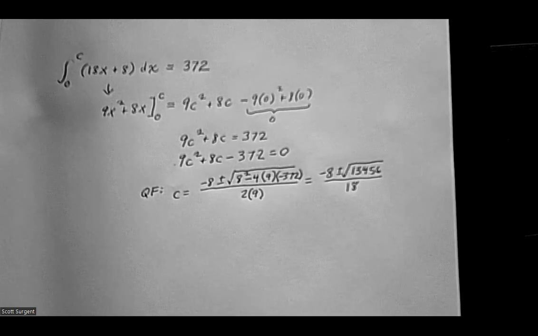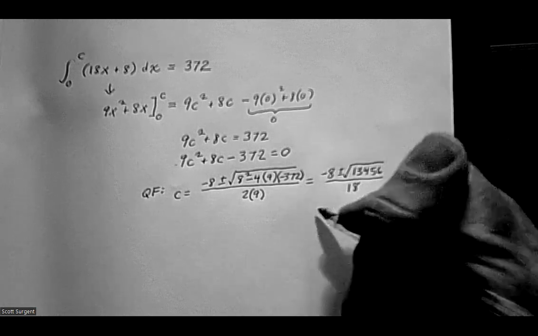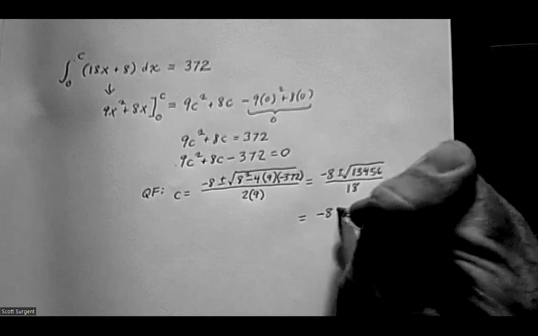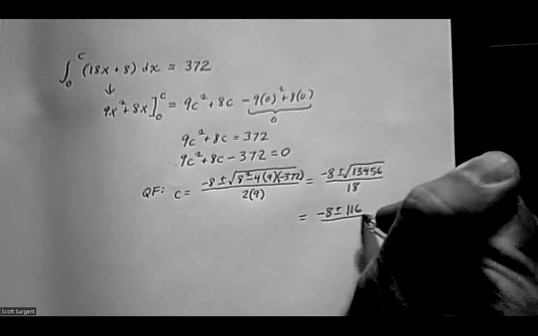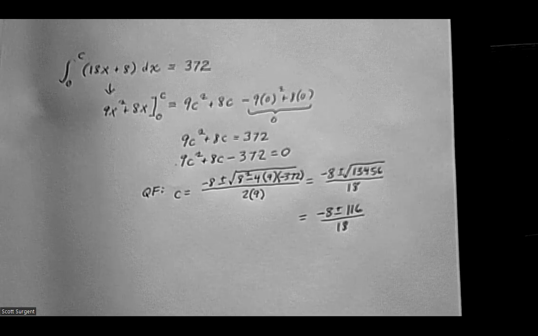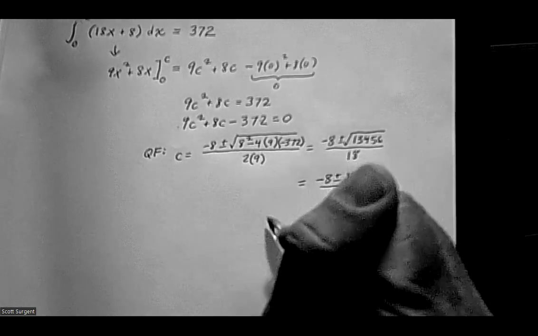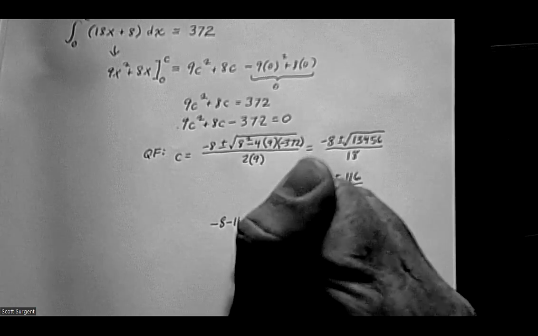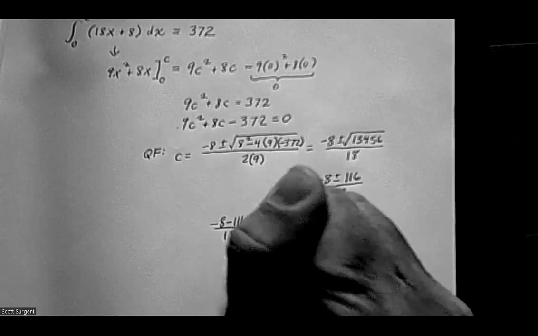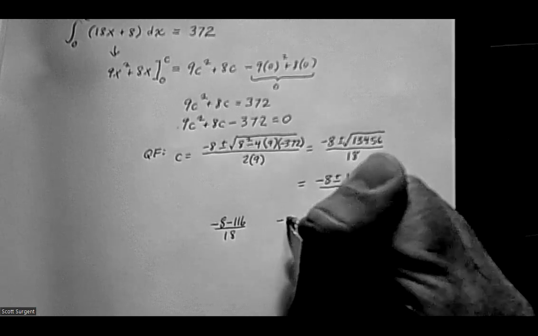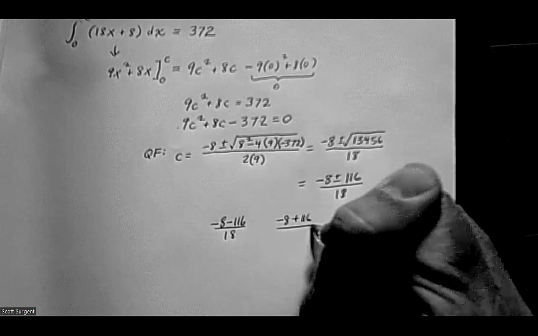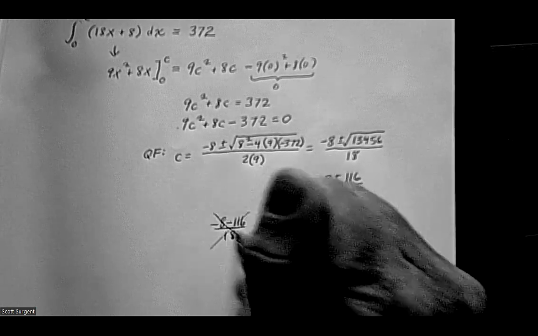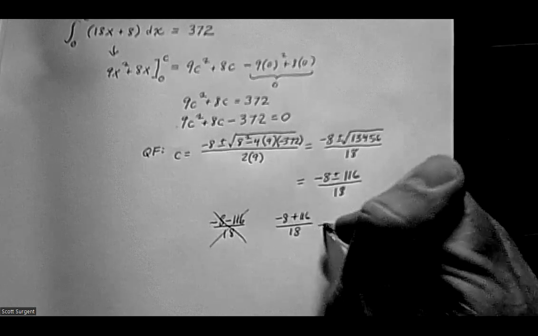Also, in the question, it says assume that c is greater than 0. So you're going to get two answers. Actually, this works out to be a perfect square. It's actually plus and minus 116. So you end up getting two answers here. One of them would be negative 8 minus 116 over 18. And the other one would be negative 8 plus 116 over 18. And we don't want the negative one, so we'll just use this one here.